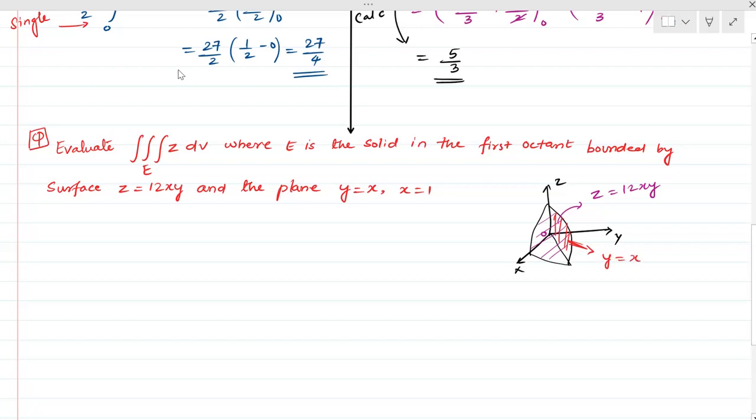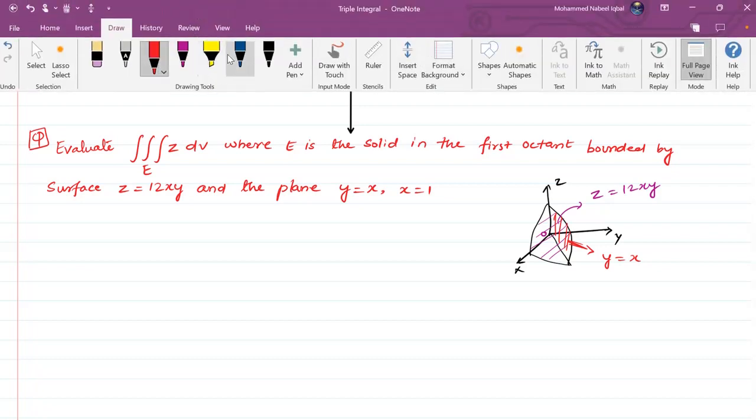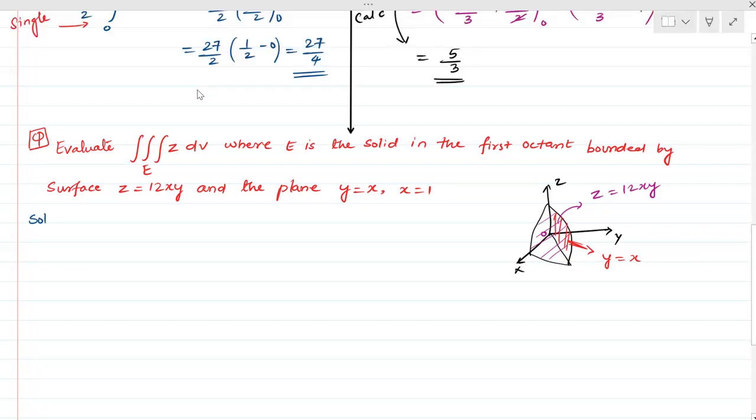How will you find the limit? This is very easy. See here, I write it in three dimensions. Z equals 0 to z equals the surface. What is that surface? It is 12xy. What is the y limit? y equals 0 to y equals the plane. What is the plane? This is y equals x.